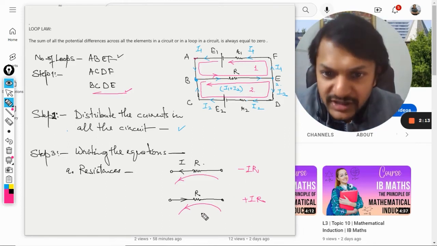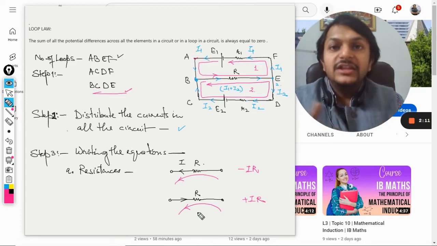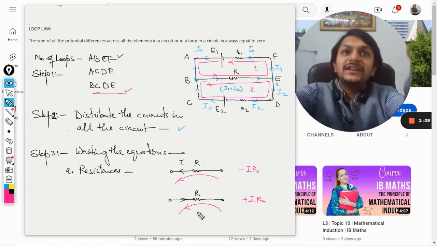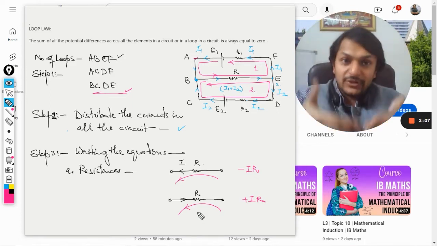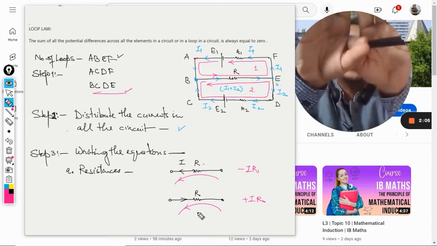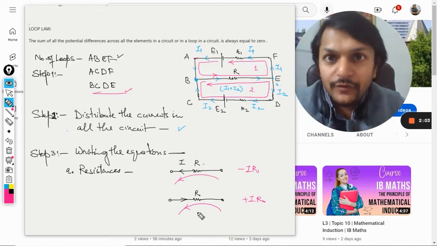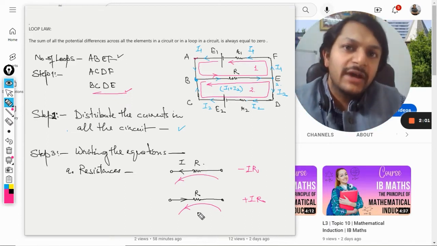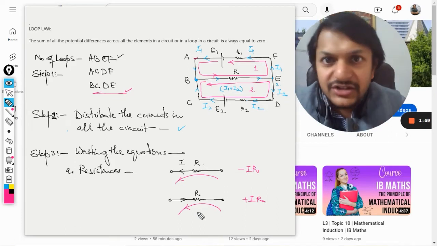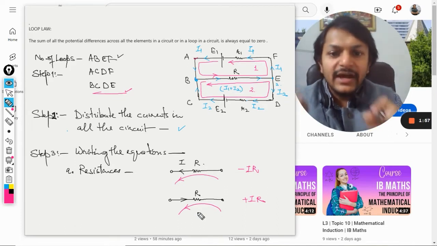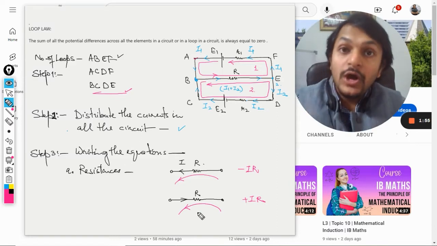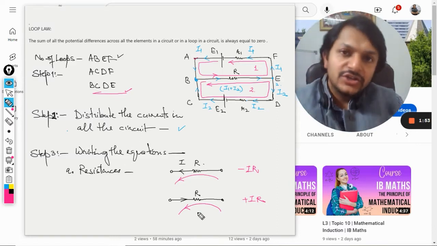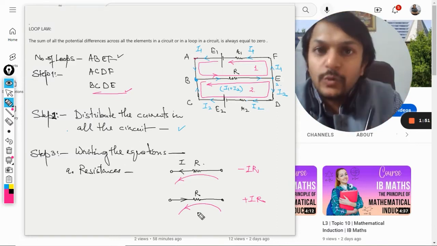And if the river is flowing downside, from the upside to me, and I am trying to move upside against the flow of the river, definitely I am increasing my height, so I am increasing my potential energy. That is why plus IR will now be added into the equation. So this is the reason why we subtract or why we add.